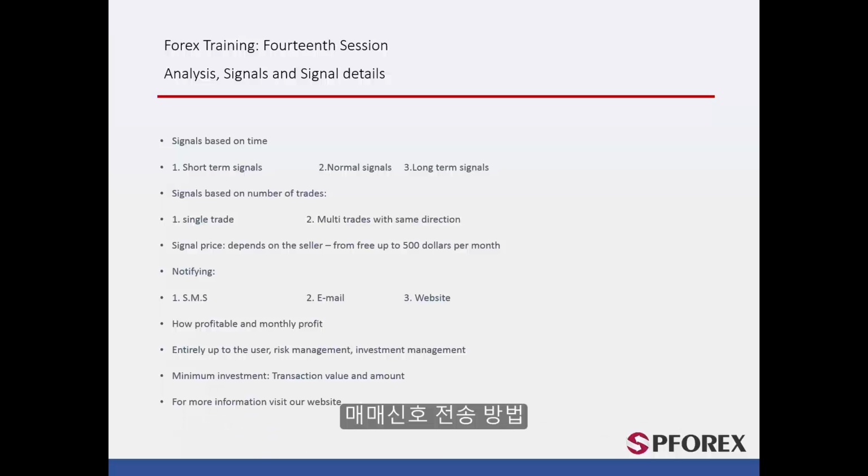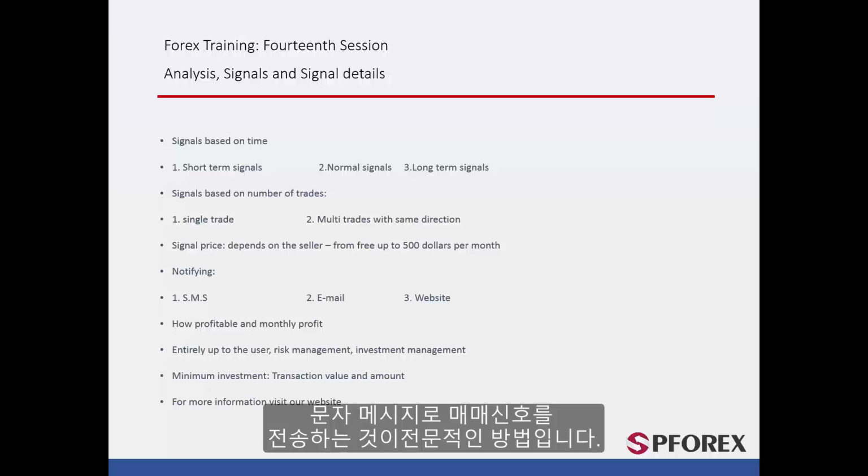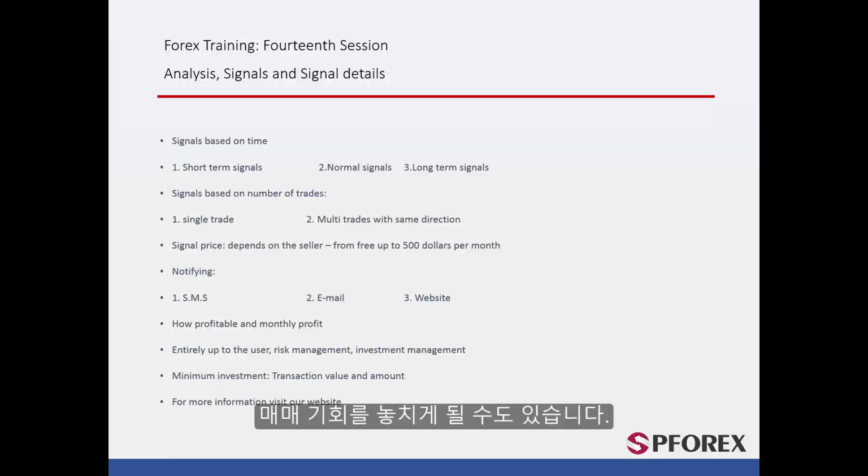Signal post method. Signals can be distributed in many ways. The main ways are by SMS or text message, email, or via the website. Usually, the professional way is using SMS, meaning a trader is able to receive the offer on his cell phone. Traders may not be able to see offers on emails or websites at the appropriate time, meaning they could lose an offer position.